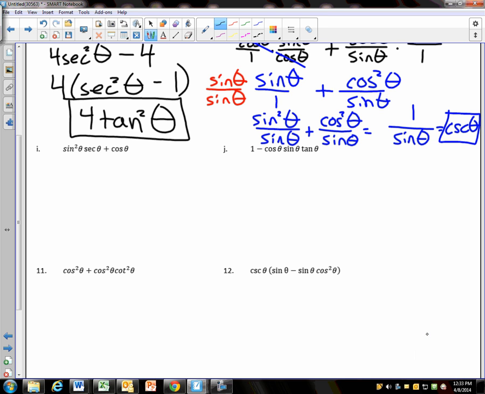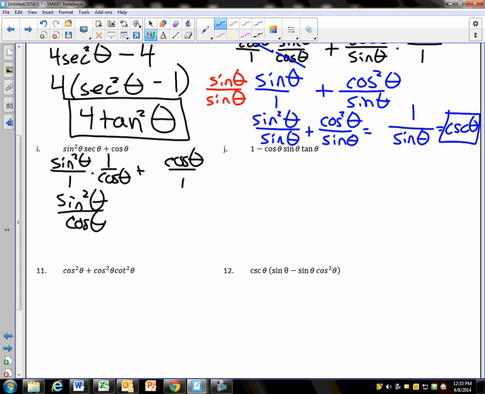That's the idea. Sine squared of theta over 1 times 1 over cosine. Everybody wrote it like that. And then cosine of theta over 1. Now we combine them together. Sine squared of theta over cosine plus cosine of theta over 1. What's your common denominator? Cosine. So you multiply top and bottom by cosine.